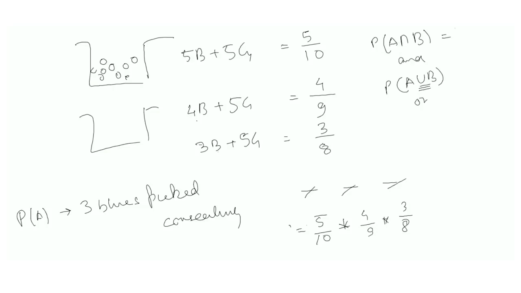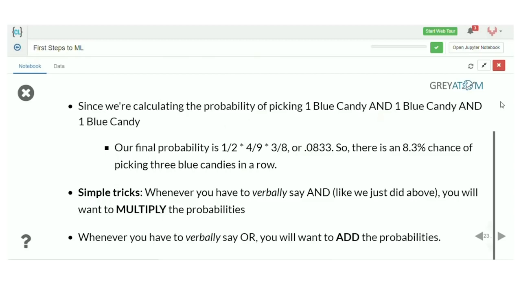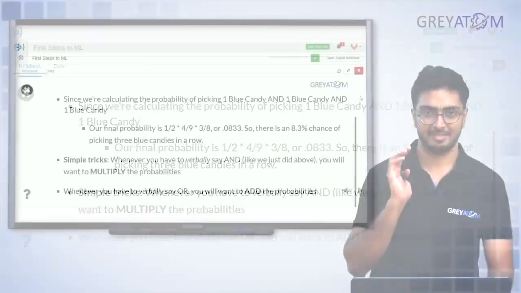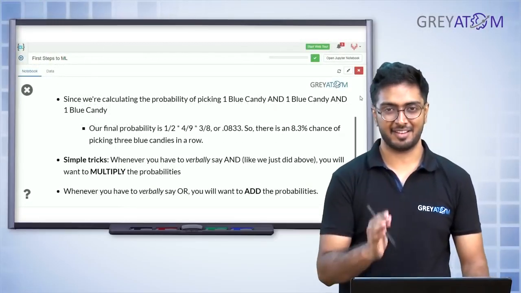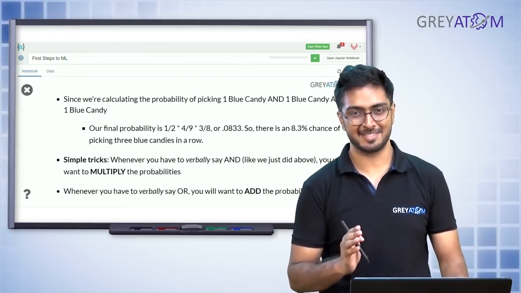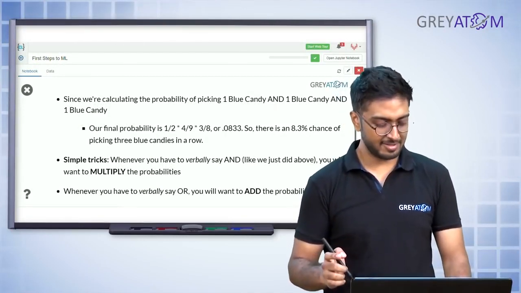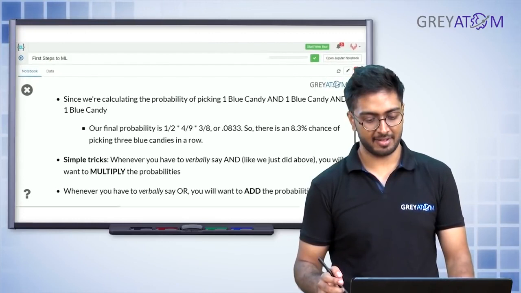And obviously if it's A intersection B, it can be written as P(A) into P(B) if they're independent events, and this is equal to P(A) plus P(B) if they're mutually exclusive events, right? So that's a simple trick. Obviously remember that this is a trick and this is not a rule. Obviously you understand when these conditions are valid, right?